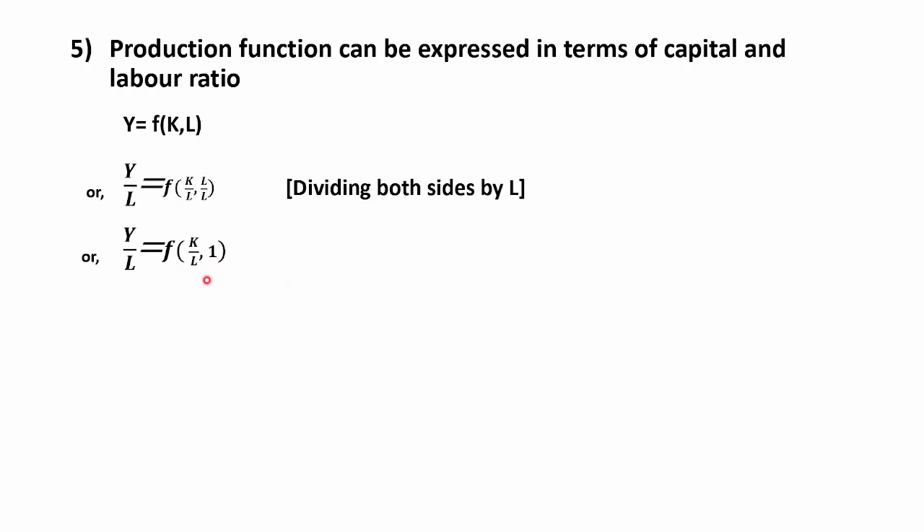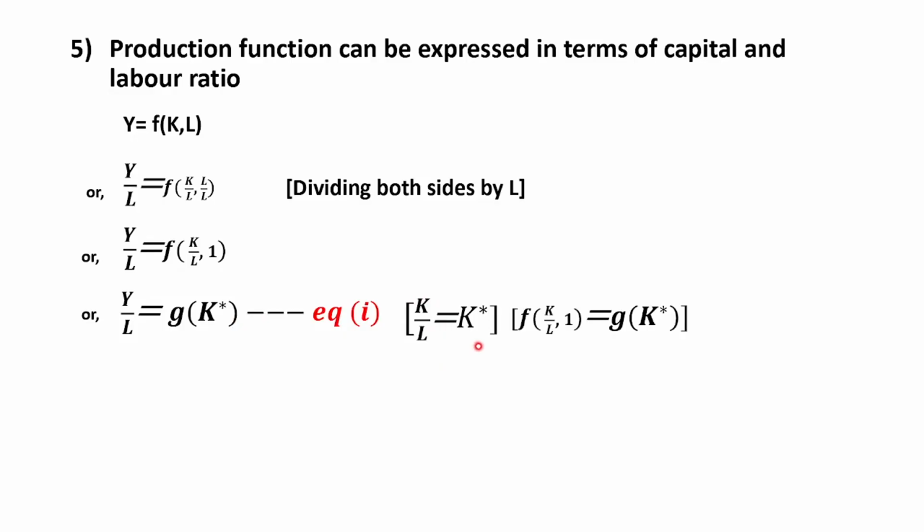Again, for simplification, the function f is denoted by small g, and K by L is represented by K asterisk. Here these are the main important notations of this model, so you have to remember them. So K by L means K asterisk, or the capital labor ratio, and the whole function is represented by g(K asterisk). That means instead of f we are just mentioning small g.